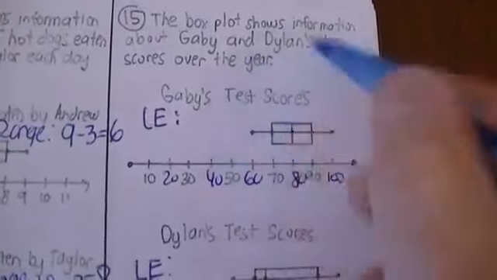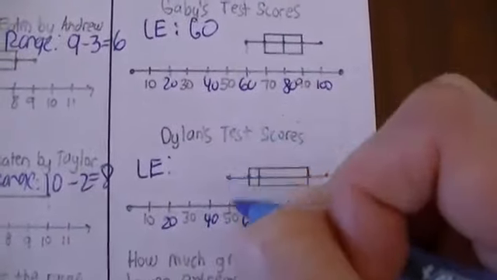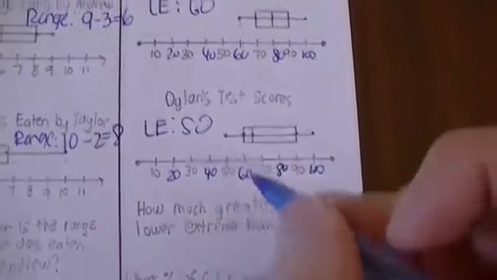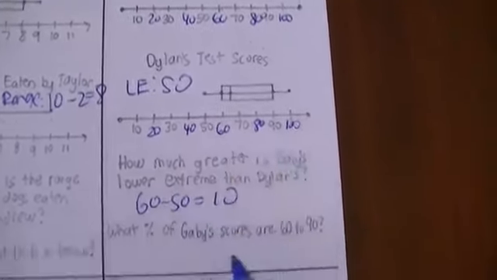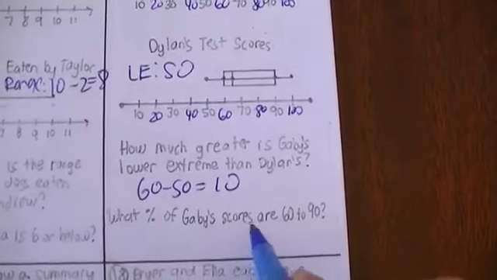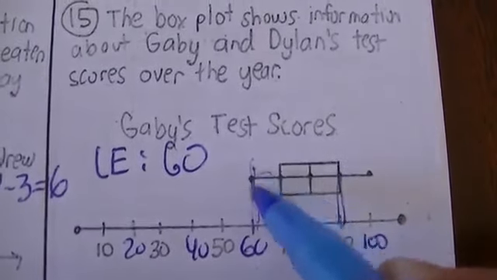Okay, what was I talking about? Lower extreme. So lower extreme right here is 60. Lower extreme right here is 50. How much greater is Gabby's than Dylan's? 60 minus 50 is 10. What percentage of Gabby's data or scores are 60 to 90? So find Gabby's. Okay, so 60 to 90. So that's 25 plus 25 plus 25, which is 75%.